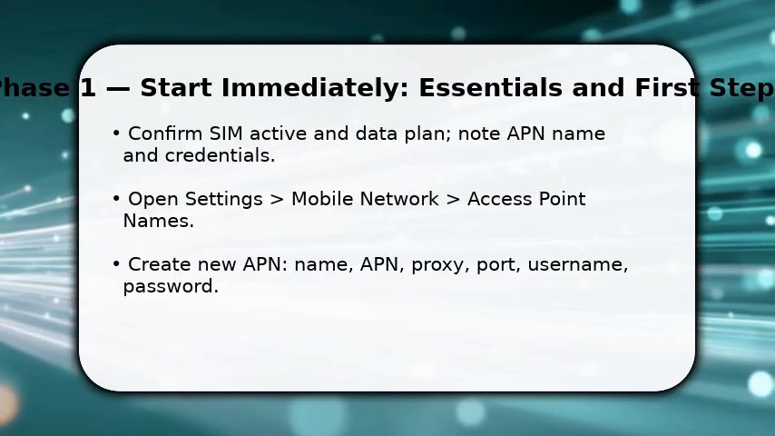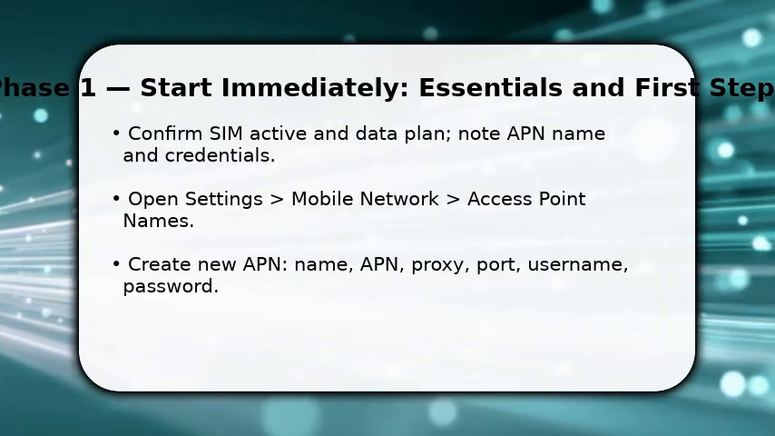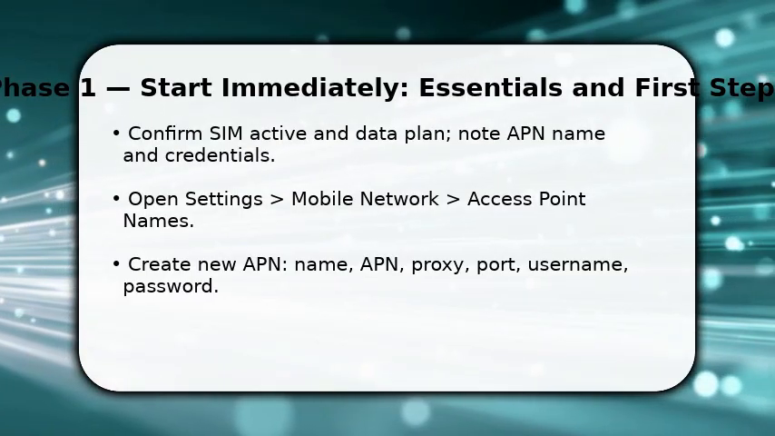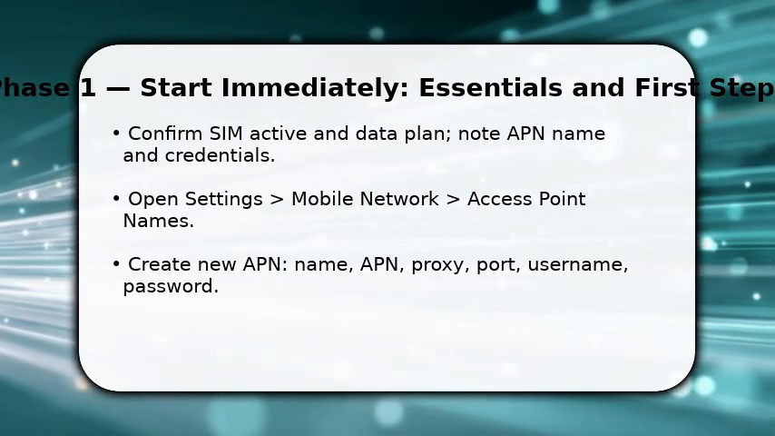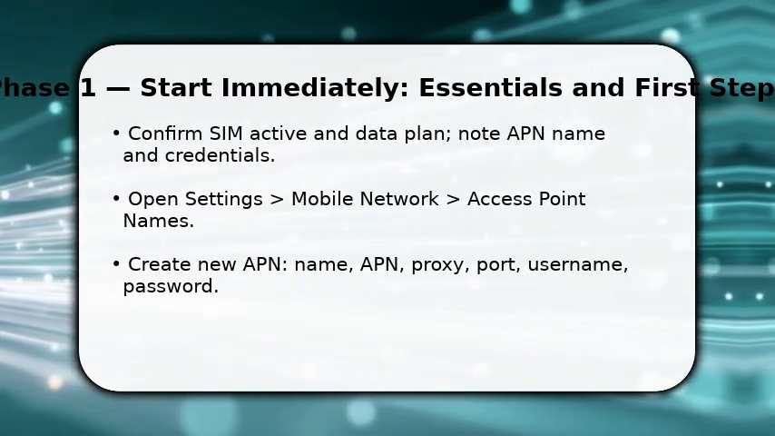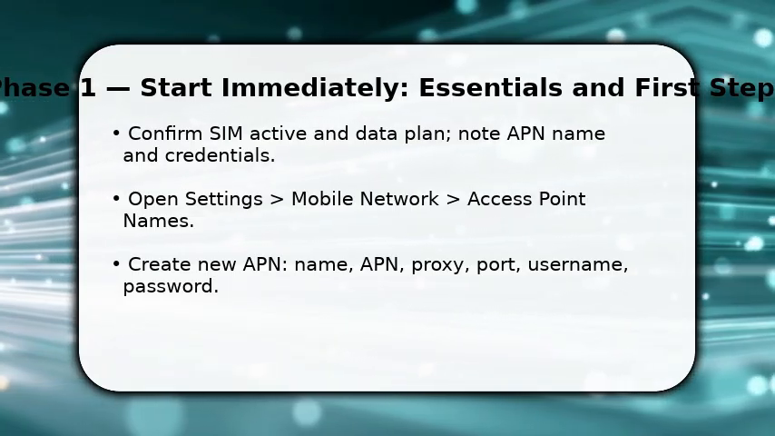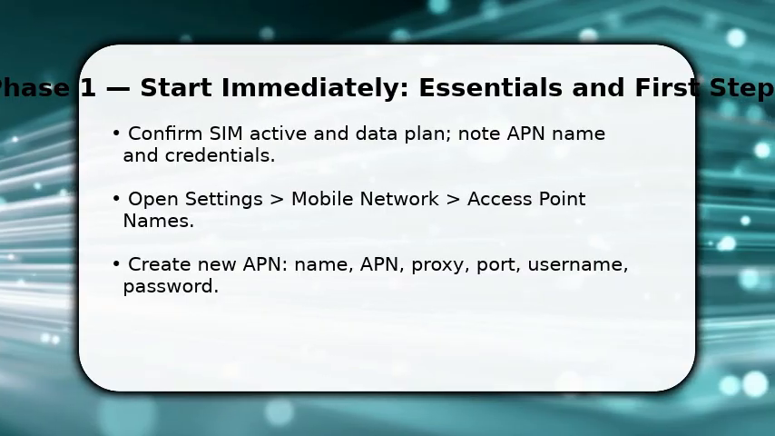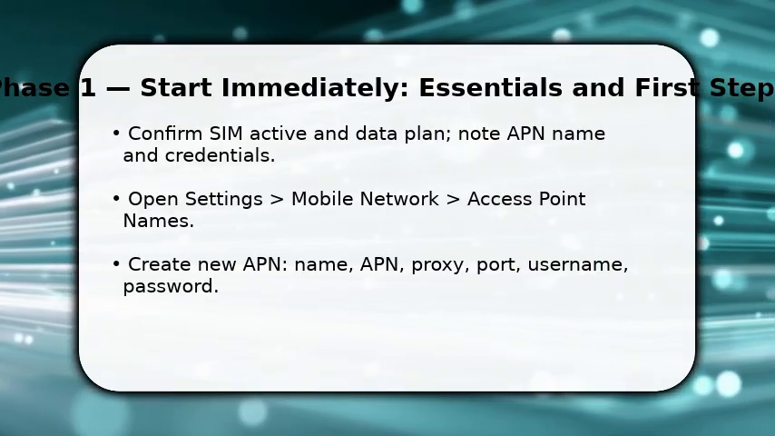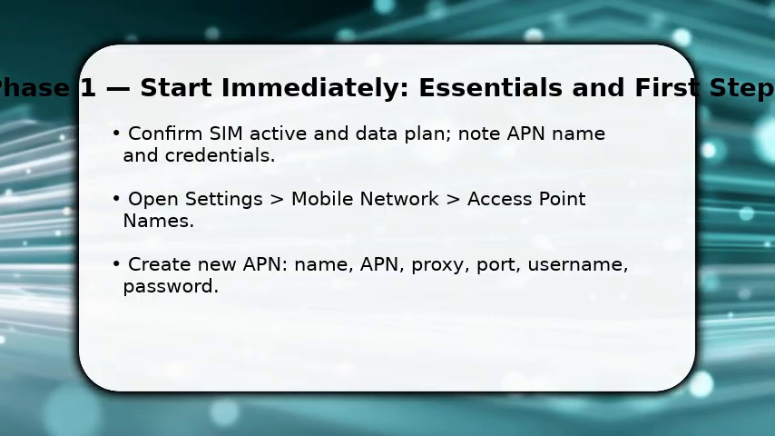You begin by confirming your Airtel SIM is active and data plan unlocked, because without that, settings won't apply. Open Settings, tap Mobile Network, then Access Point Names, create a new APN entry. Enter the APN name exactly, the APN value, and leave proxy or port blank unless provided by Airtel.